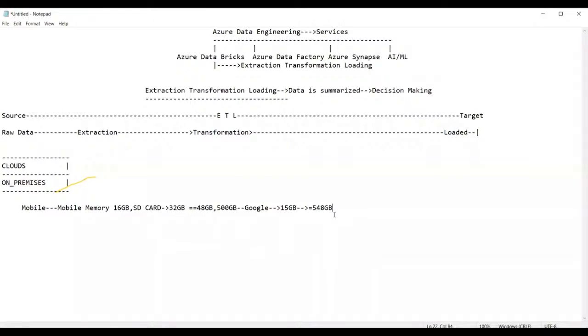Now, one fine day, I lost my mobile phone. One fine day, I lost my mobile phone, guys. That is my query. When I lose my mobile phone, I am not able to trace it. Now I have to buy a new mobile phone. Hence, I bought a new mobile phone.